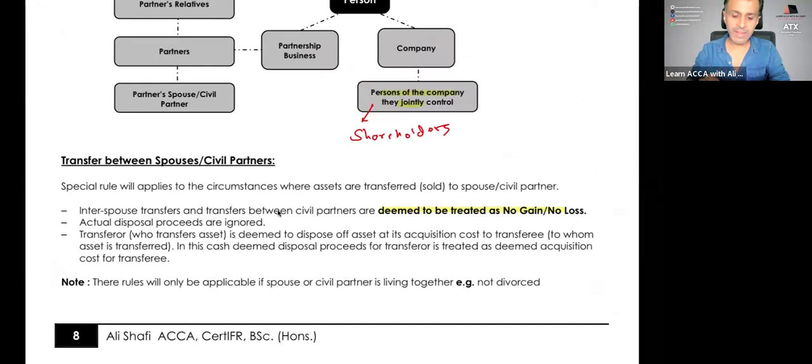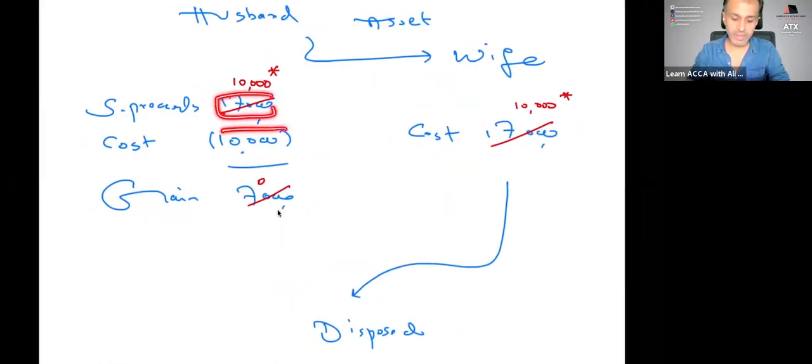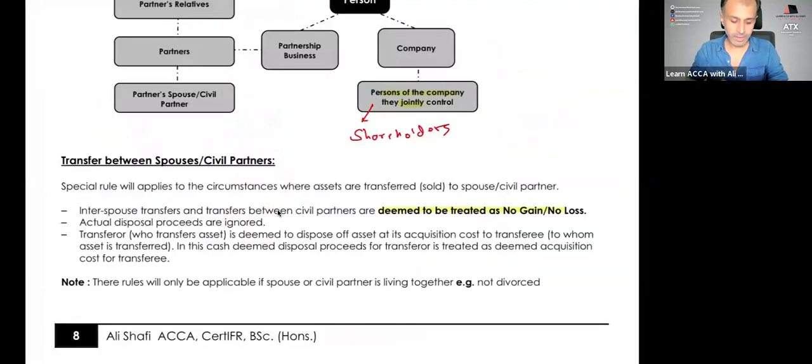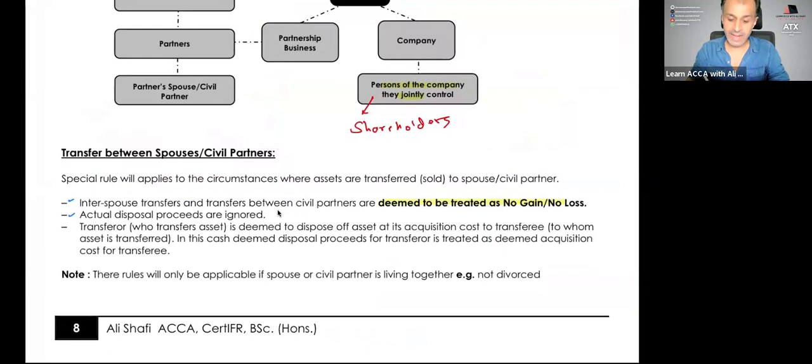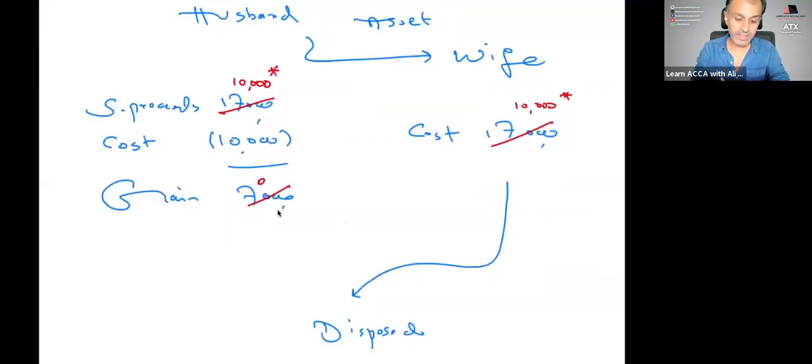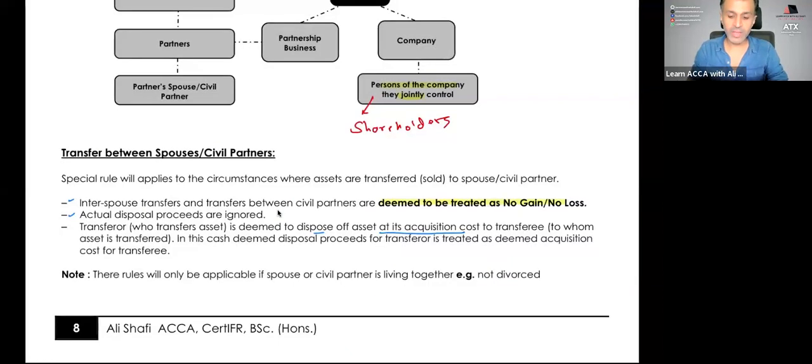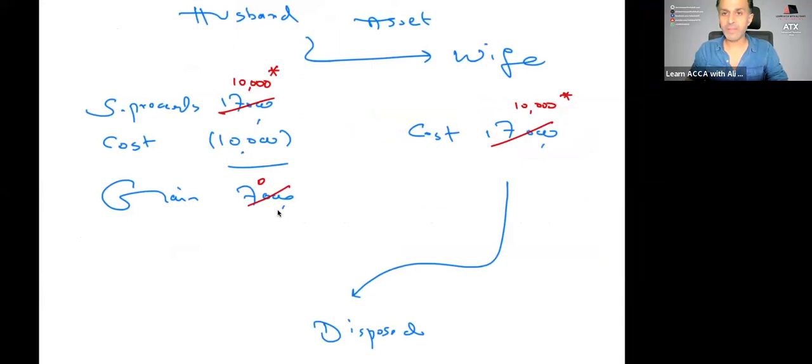Deemed, like in my example, the actual scenario was 17,000 minus 10,000 equals 7,000. This was actual, but then I have been able to deem it to be no gain, no loss. Actual disposal proceeds are ignored, as I have ignored. The transfer is deemed to dispose of an asset at its acquisition cost. Can't you see? The transferor, which is the husband right now, is deemed to dispose of its asset at its acquisition cost. I mean, the disposal proceeds has been assumed to be the cost of acquiring an asset itself, which will in itself be the cost of acquiring an asset by the wife on a deemed basis.